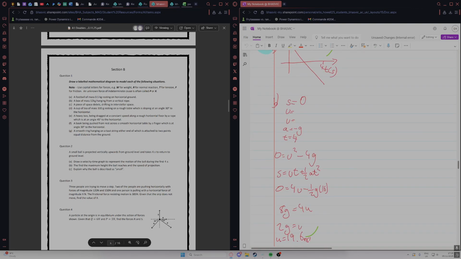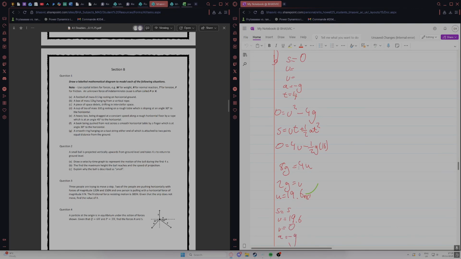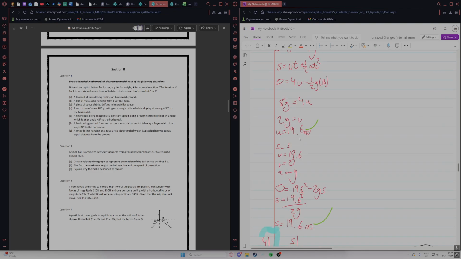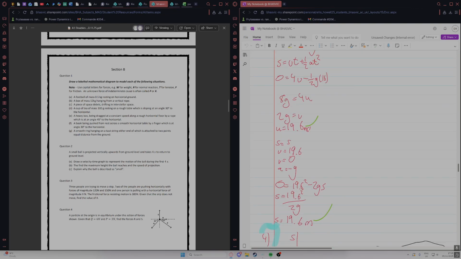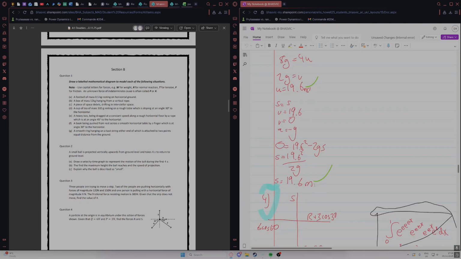So what I did, I said that s equals 0 is when the ball comes back to the ground, because that's the vertical height of the ball. And we know that it's negative g because it's vertical motion, and it's 4 seconds because it says in the question. Then you can use v squared equals u squared plus 2as. You find u, then you substitute that, then you know u, so you can easily find s. Sorry about that. And I haven't done part C, oops.